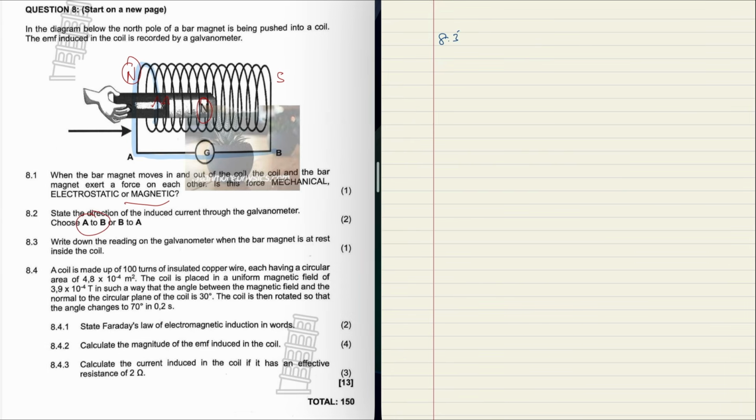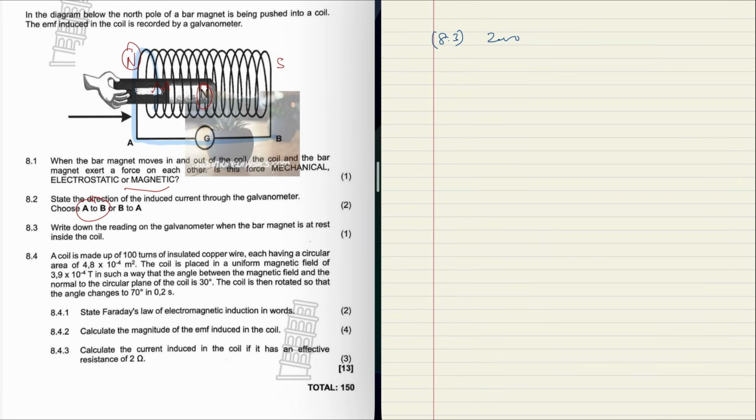Question 8.3, write down the reading on the galvanometer when the bar magnet is at rest in the coil. So there's no relative movement, so it's going to be 0. So question 8.4. Question 8.4 says a coil is made up of 100 turns of an insulated copper wire, each having a circular area of that. The coil is placed in a uniform magnetic field of that in such a way that the angle between the magnetic field and the normal to the coil is 30 degrees. The coil is then rotated so that the angle changes to 70 degrees in 0.2 seconds. Question 8.4.2, calculate the magnitude of the induced EMF.